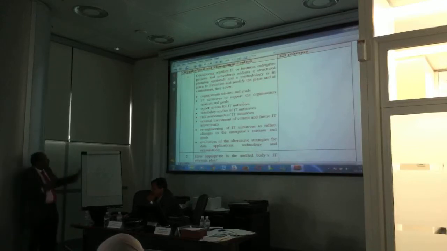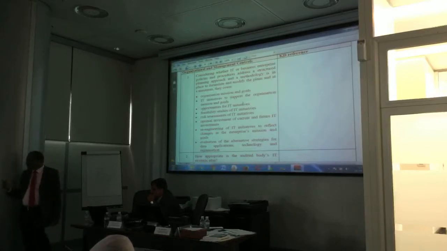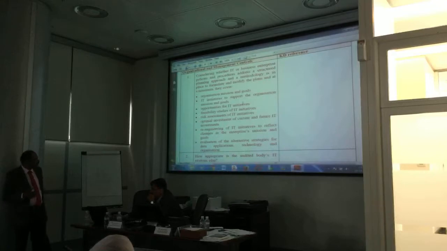So these are the things. One, consider whether IT or business enterprise policies and procedures address a structured planning approach, and a methodology is in place to formulate and modify the plans, and at a minimum they cover these businesses. The organization has a mission or goal, and IT initiative to support the organization mission and goal. So this is one checklist.